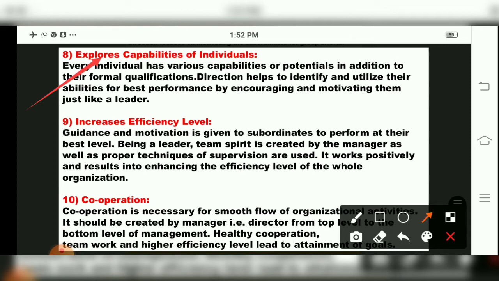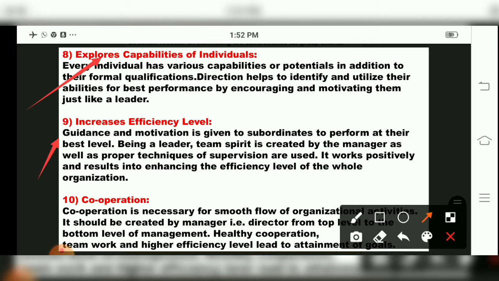So here, exploring capabilities of individuals means what? Here the manager should know which employee is best in which qualities, which capabilities he has, and how I will improve my employee's performance and bring out the best of him. That is called exploring capabilities of individuals.